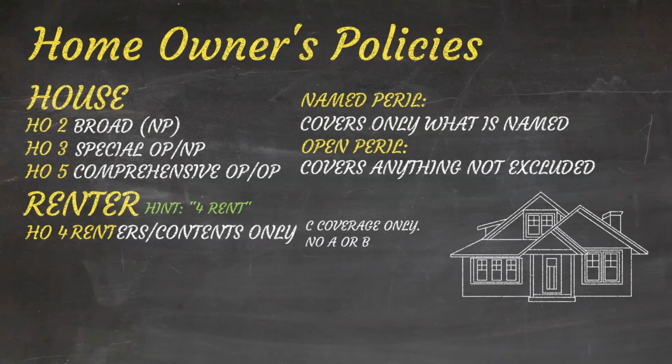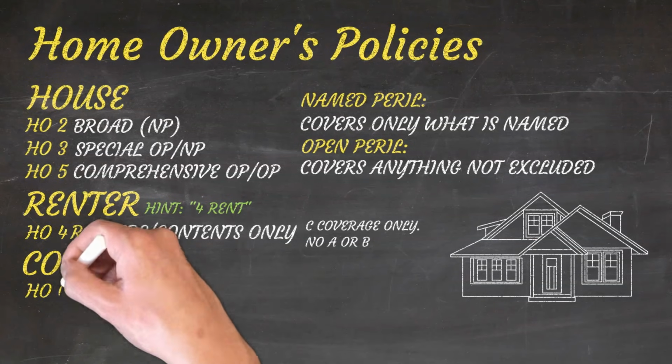But because it's a renter's policy where it's contents only, we don't care about the walls and the roof. And that's what coverage A and B are, the walls and the roof. Well, we don't have any walls and roof for a renter. So there is no A and B. So an HO4 will actually start at coverage C.